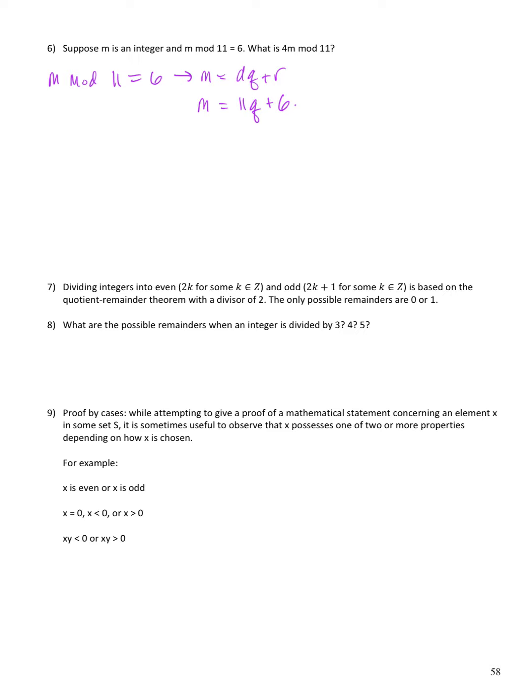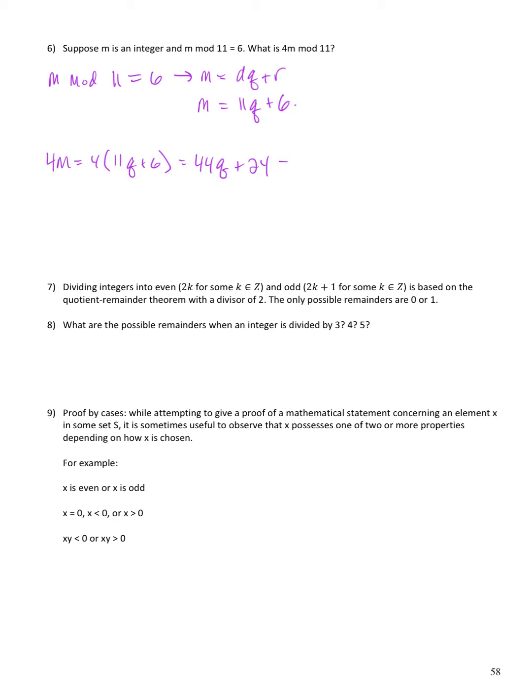Then I'm interested in 4m. So 4m would be 4 times 11q plus 6, which is 44q plus 24. Now, we're not just interested in 4m. We're interested in 4m mod 11. So what is the remainder when you divide by 11? I need to write this as a multiple of 11 plus a remainder.